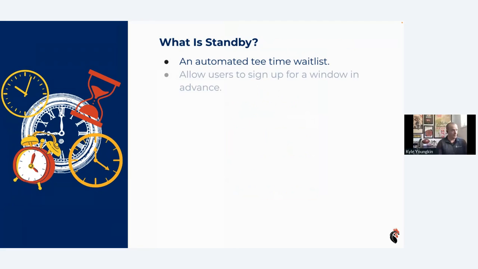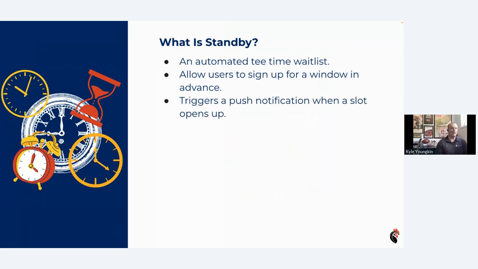So the thought is we're allowing users to sign up for a window in advance to be notified if any tee times that are canceled open up. The trigger of a push notification happens when that slot actually opens up. The thought is the user gets something out of it and the course gets something out of it too.